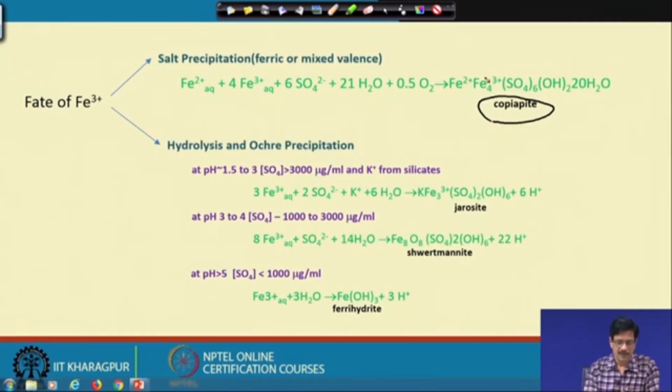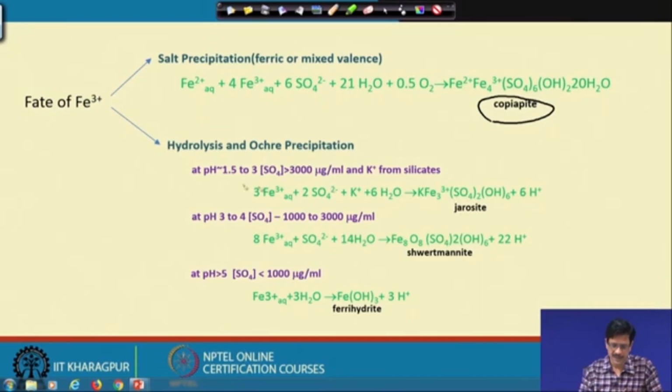It could also undergo hydrolysis and ochre precipitation. What we represented as ochre is, as I told you, the suspended particulate matter present in the water coming out as acid mine drainage, with its typical color that we saw from the photographs. So, these are the ochreous precipitates, or the phases in ochre: schwertmannite, jarosite and ferrihydrite.